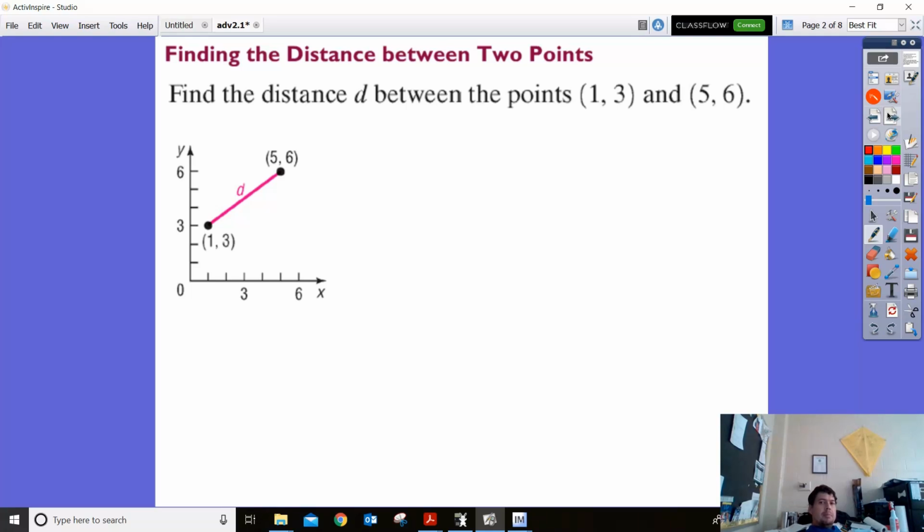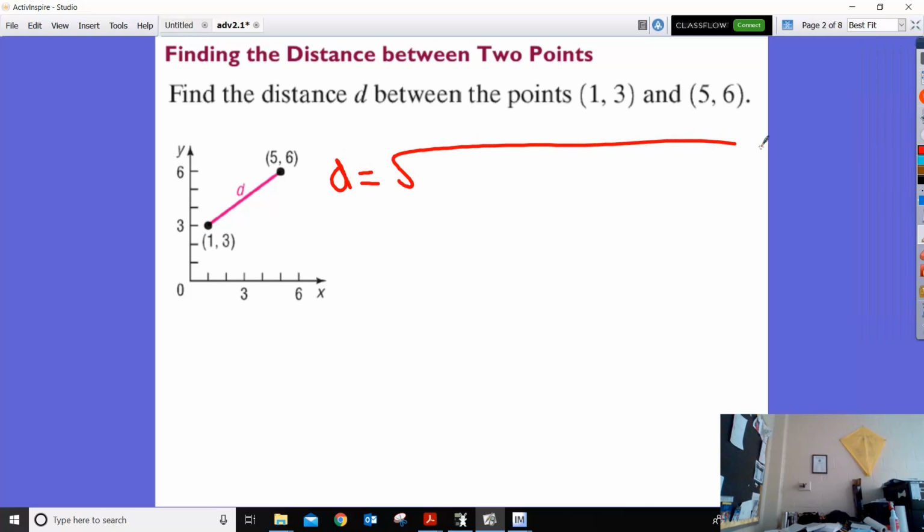So find the distance between the points (1, 3) and (5, 6). All right, somebody help me do the setup. Okay, I'm talking to myself today. For those of you that need it, labeling helps. You do x minus x: 5 minus 1 all squared, plus 6 minus 3 all squared. And then you do the math, kids.